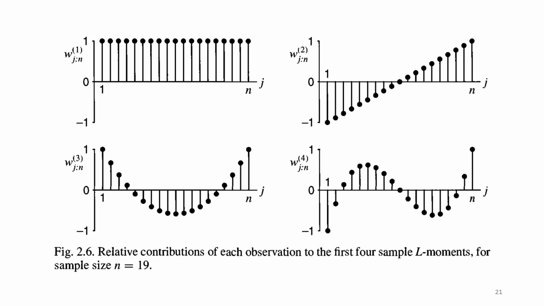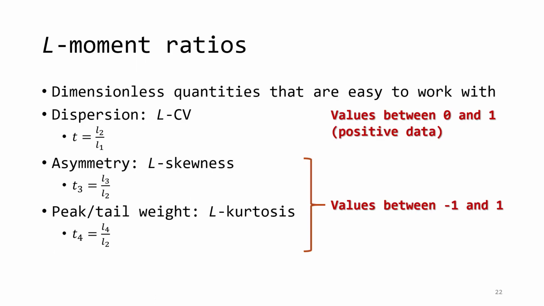This schematic from Hosking and Wallace 1997 shows how each observation in a sample, n equals 19, contributes to the first 4 L moments. Each observation for L1 is equally weighted and positive, which is exactly how the mean works. For L2, you can see how observations further from the middle contribute more weight, which measures how the data is spread out. L3 and L4 are a little harder to interpret, but these weights help quantify the asymmetry and the tail weight of the samples.